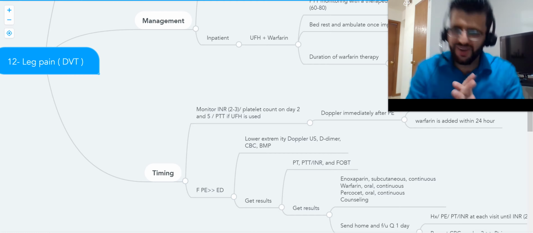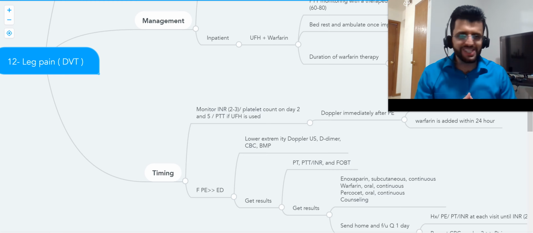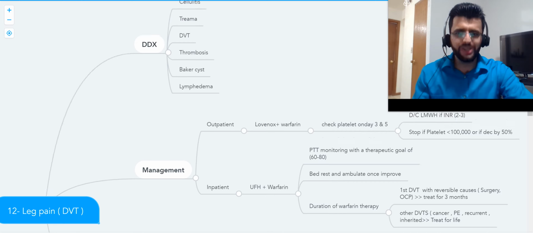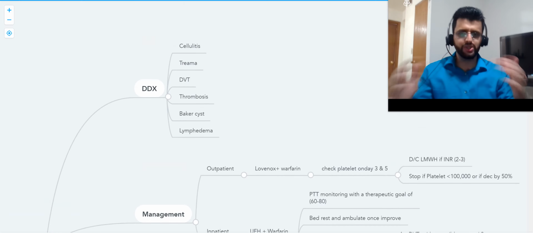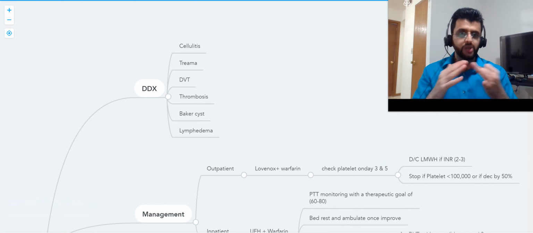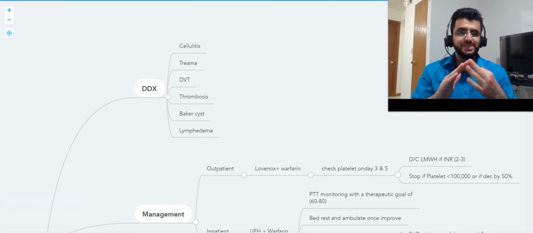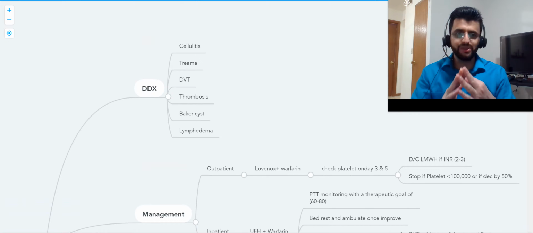So, when you have a patient present to you with swelling of the leg, and you have erythema, redness, all these good stuff, what do you think of? You think of these differentials. Could be cellulitis if it's warm, if there's a fever. It could be trauma based on the history. They tell you, oh, I had a trauma. It could be deep vein thrombosis. That's gonna be our topic for today.